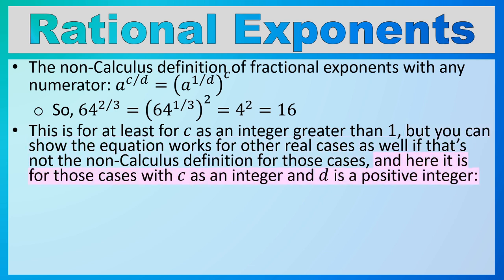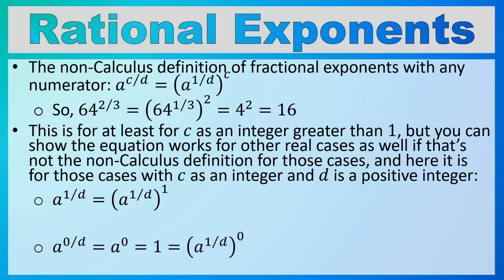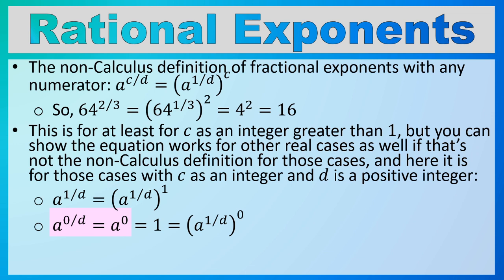And here's the explanation for those cases with C as an integer and D as a positive integer, which are the cases we need to know for this video. And first we do the case of C is equal to 1 and it works. And then we do it for the case of C is equal to 0. Now 0 over D is equal to 0. And anything but 0 and that to the 0, that is equal to 1, as I explained later in the set of videos. And again, we use that property.